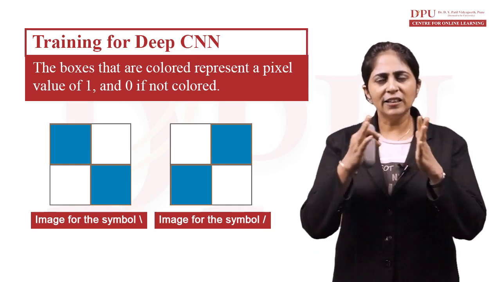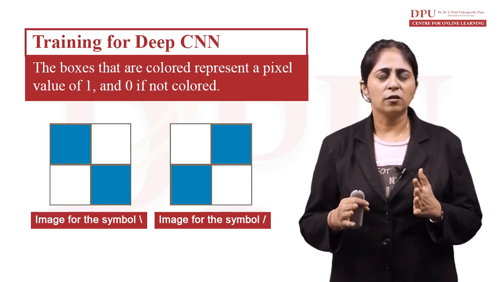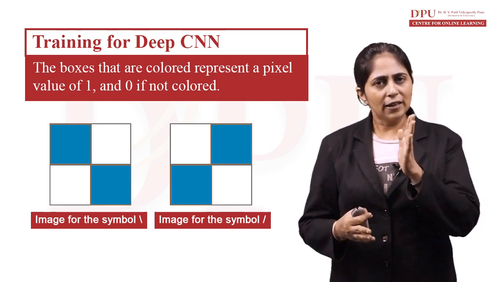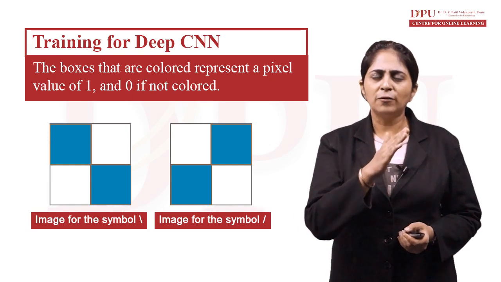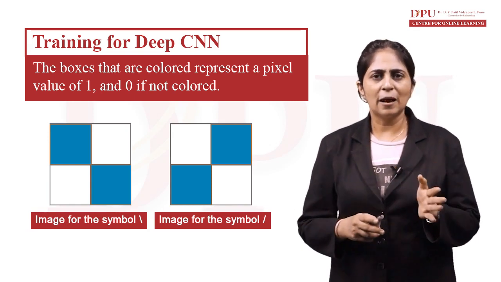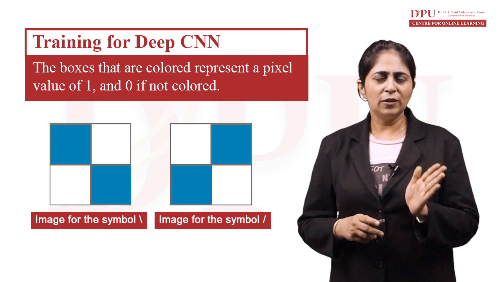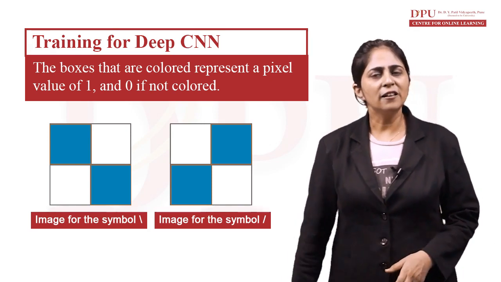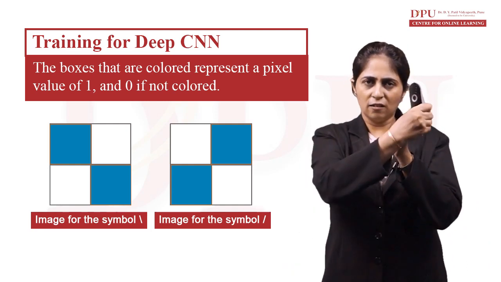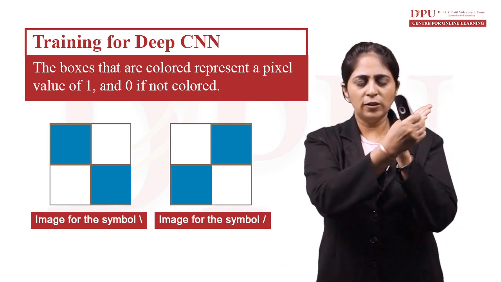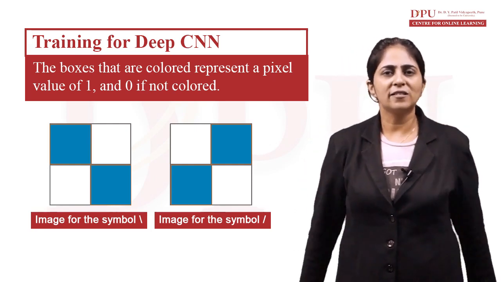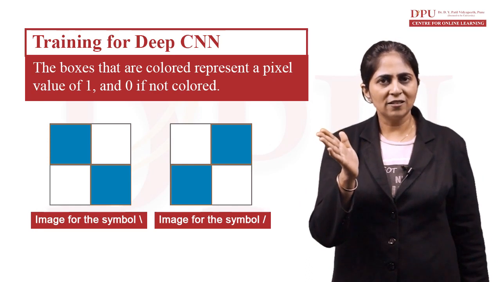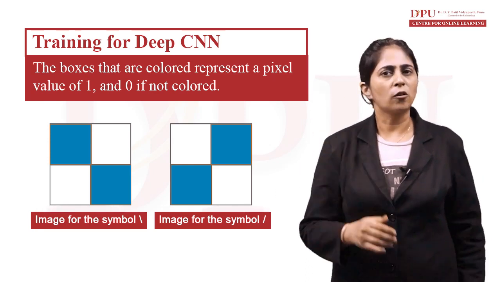It will be trained in the form of these pixel values, out of which some will be colored, some will be white. It is a very simple example I have taken: we are saving the image of a backward slash and a forward slash. In the case of the backward slash, those two symbols are colored. Very similarly, the reverse of that is a forward slash, in which the other two blocks are colored.